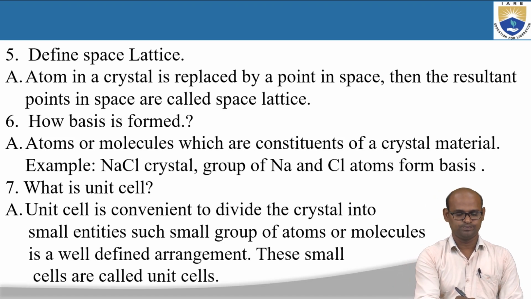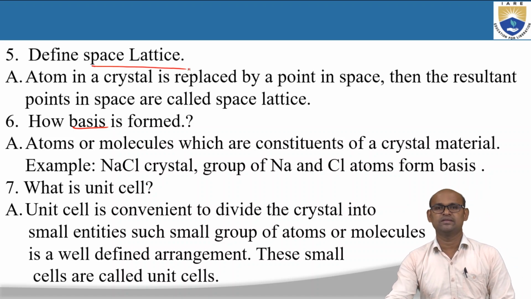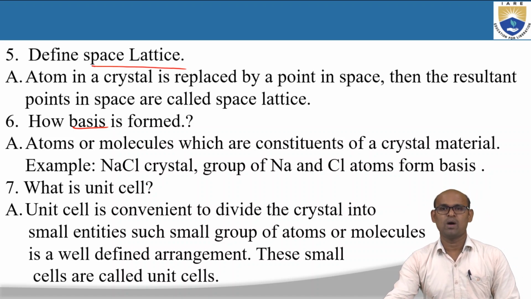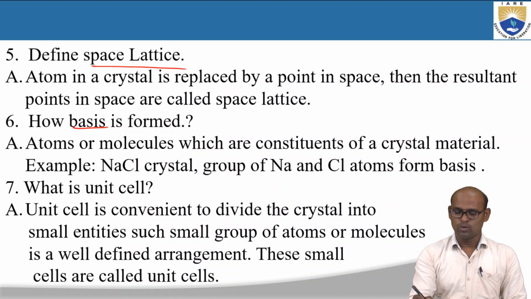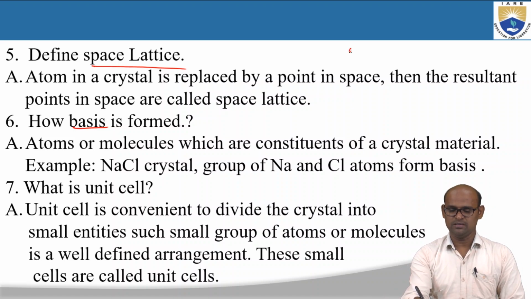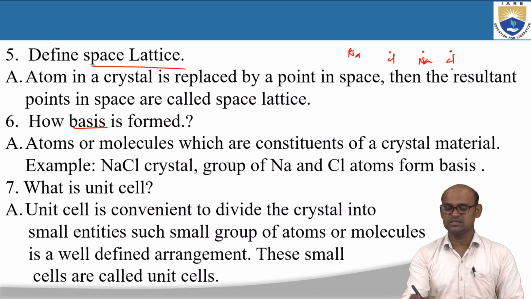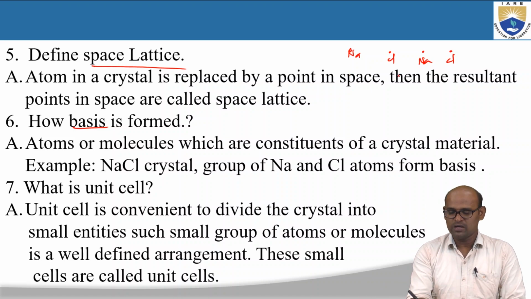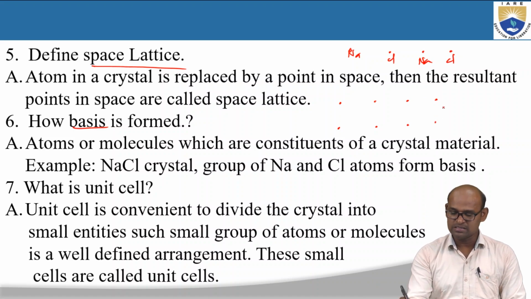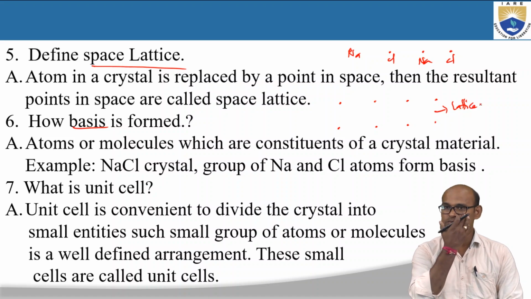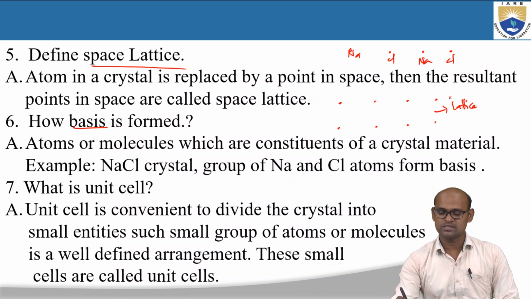How is the basis formed? We have defined the lattice, the space lattice, and then we come to the basis. Atoms or molecules which are constituents of a crystal material are called a basis. For example, I want to understand the NaCl crystal. You have a Na atom, then a Cl atom, Na atom, and again a Cl atom. To understand this material, I first defined a lattice where I replaced the mean position of each atom by a point. Then I call this a space lattice.